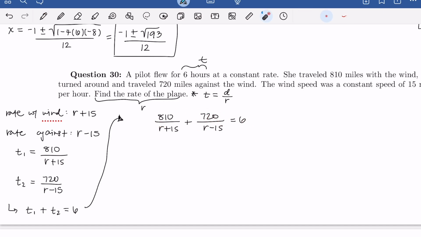The first thing that we need to do is find the least common denominator, and that's going to be the product of these two denominators here. So the LCD is going to be this here, and so we're going to multiply both sides of our equation by this LCD.